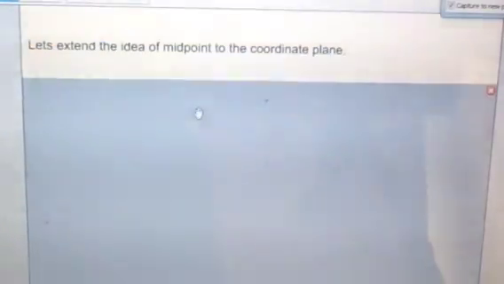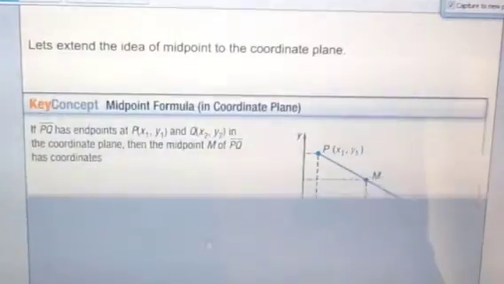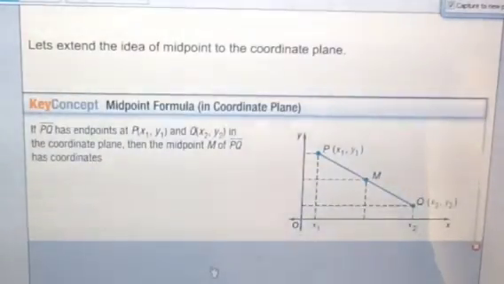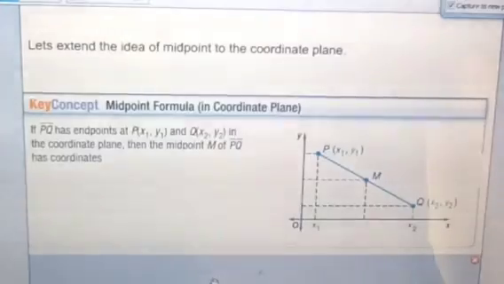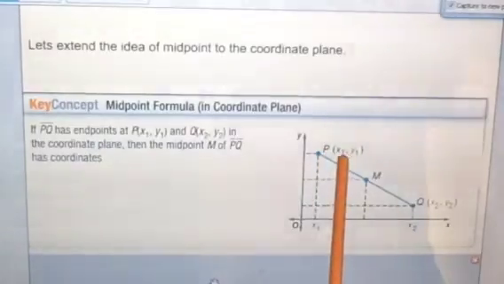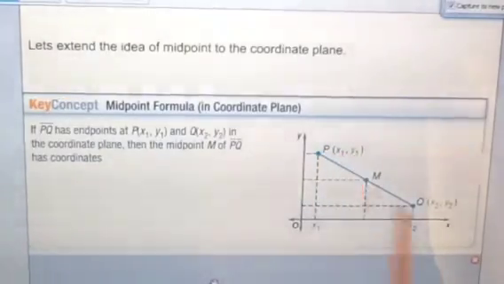All right, now I'd like to extend what we've been doing to the coordinate plane. And here I'm just going to go ahead and show you a segment on the coordinate plane. And we are going to come up with the general formula for finding the coordinates of the midpoint. All right, so we have point P and point Q. And point P has values x sub 1, y sub 1, and Q x sub 2, y sub 2.